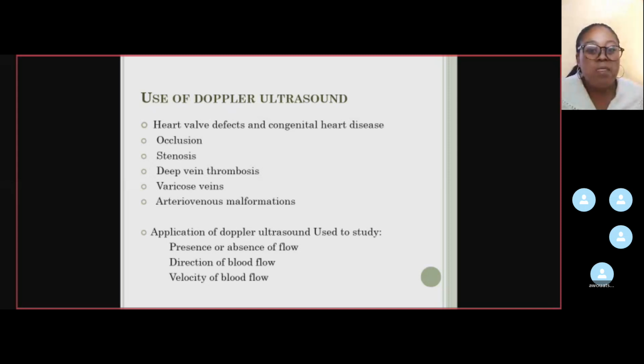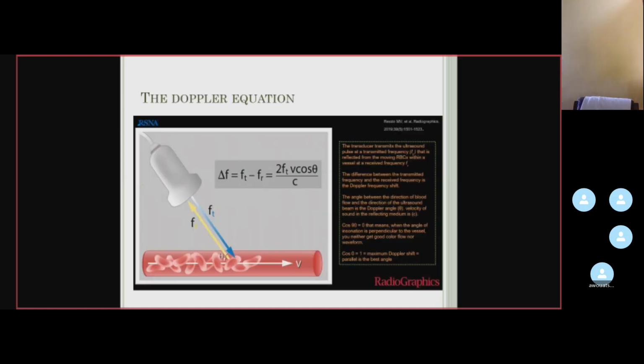And why is Doppler used? It is used to see the presence or absence of flow, to know the direction of the flow, and to check the velocity of the blood flow. So the applications of Doppler ultrasound are, if we want to see the presence or absence of flow, we will do a Doppler ultrasound. We can even measure the velocity of that flow.